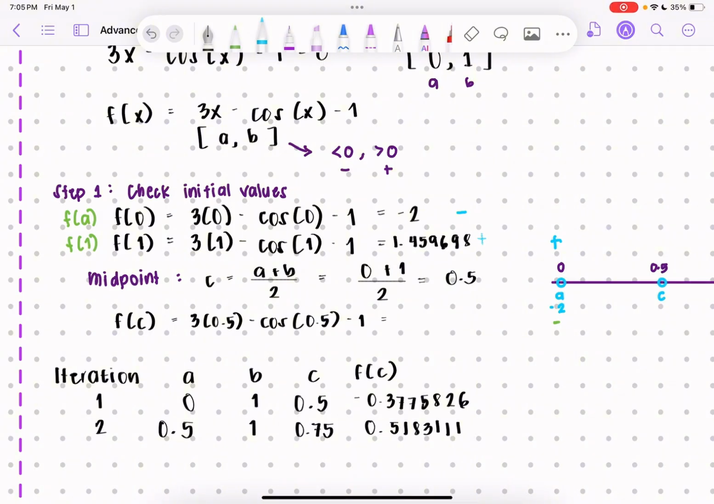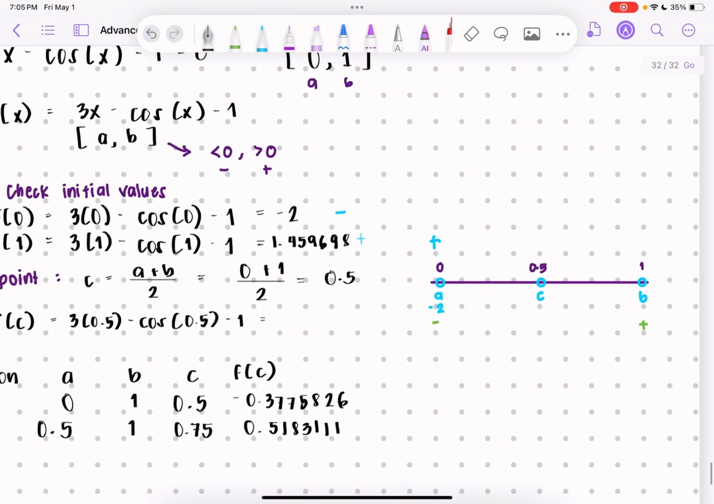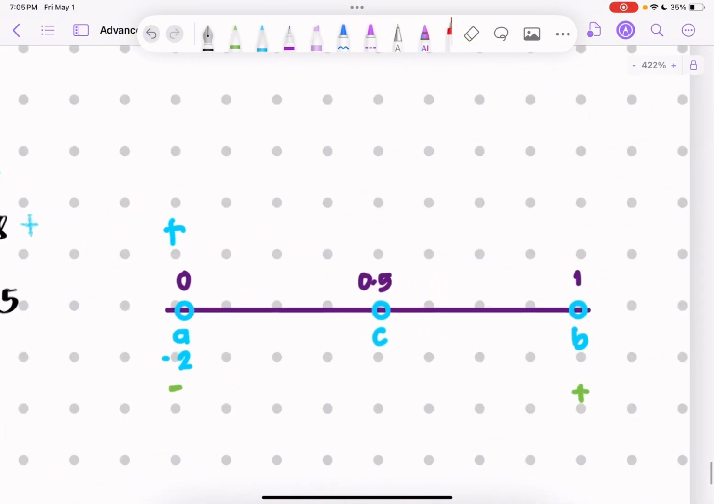The next thing you're going to solve is the midpoint, and that would be our c. The formula for the midpoint is a plus b divided by 2. So 0 plus 1 over 2 would be equal to 0.5. We have our graph right here. We have our a and our b on opposite sides and c at the midpoint. As you can see, a is 0, b is 1, and c is 0.5.